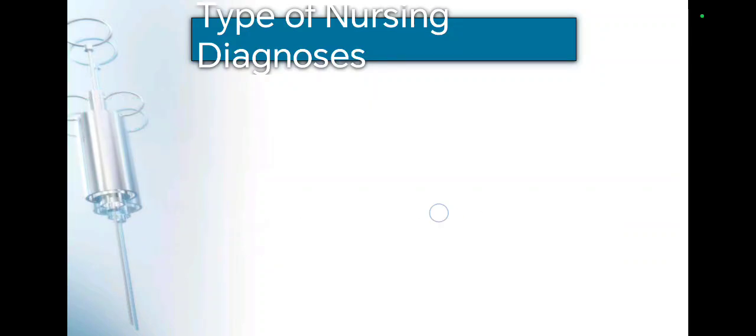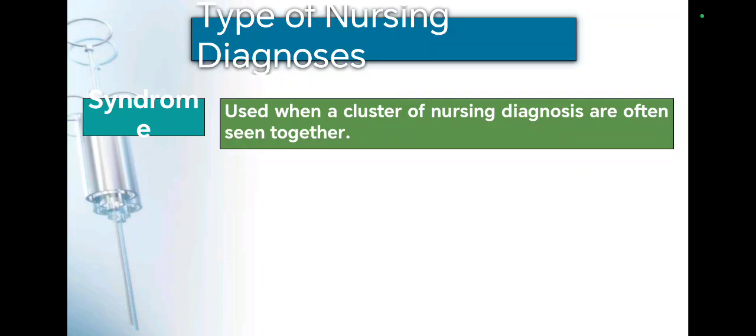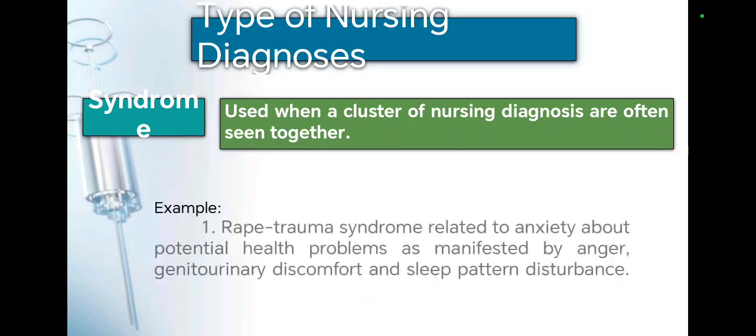Okay, so another, or the last type of nursing diagnosis is the syndrome. Syndrome is used when a cluster of nursing diagnoses are often seen together. At least two or three nursing diagnoses seen in one patient, so we can use that as a syndrome. So example, we have rape trauma syndrome related to anxiety about potential health problems as evidenced by anger, genitourinary discomfort, and sleep pattern.